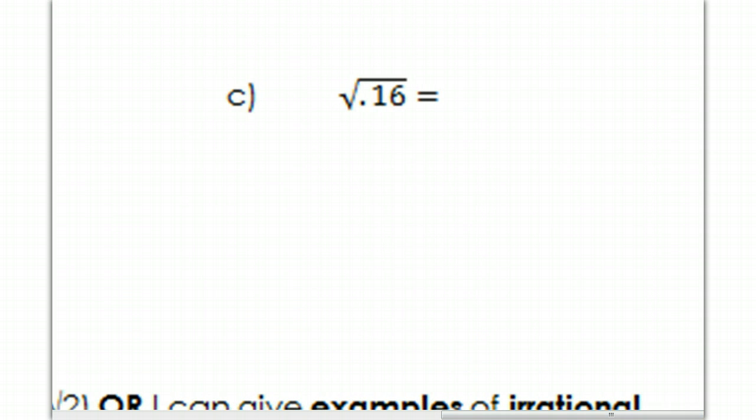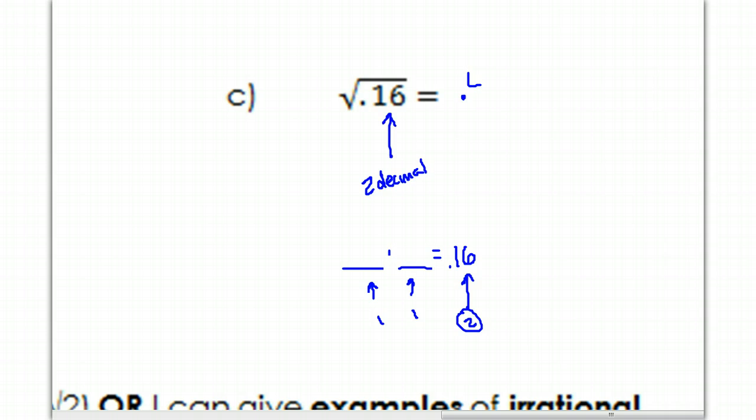Letter C, square root of 0.16. There are 2 decimal places here. So we want a total of 2 in our answer. So we were thinking, what 2 numbers multiply to get 0.16? 2 decimals here, we need 1 for each of these. 1 and 1 would total up to 2. So this answer is actually 0.4. And again, that's because 0.4 times 0.4 is 0.16. But this is just all your thinking. This is the actual answer to the question.